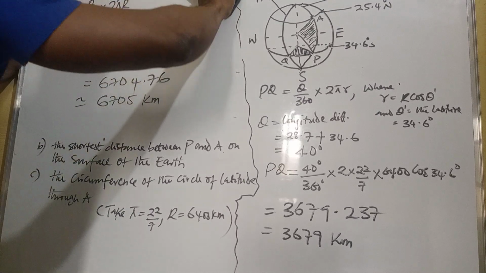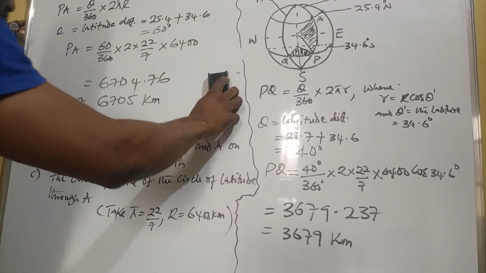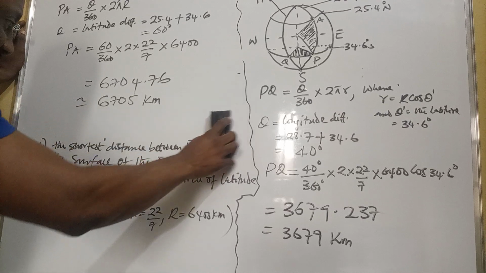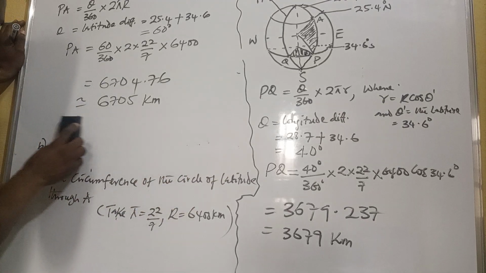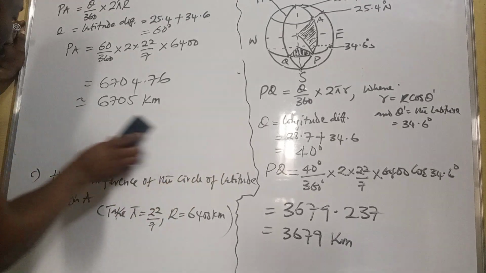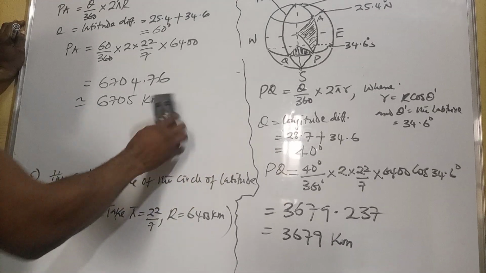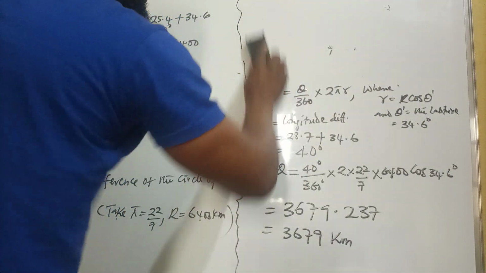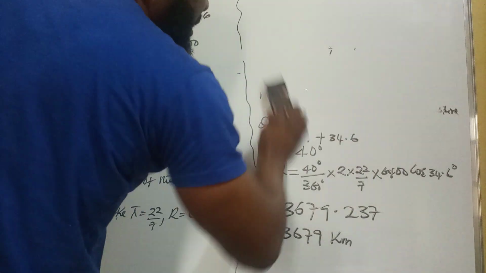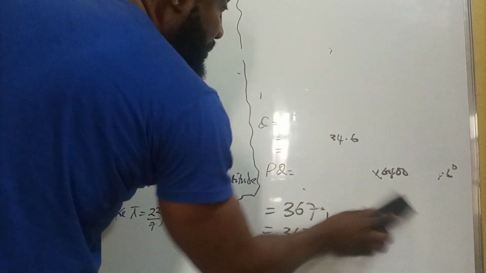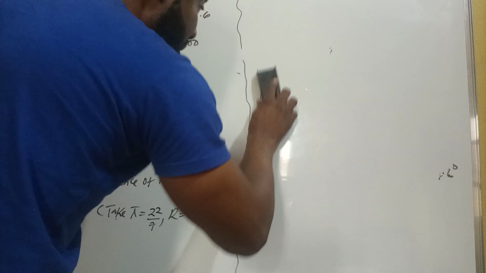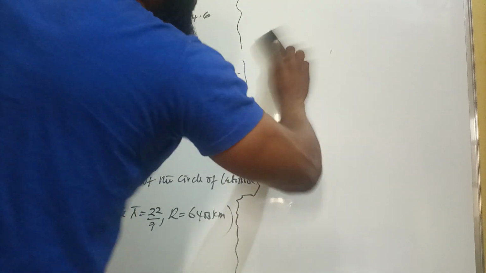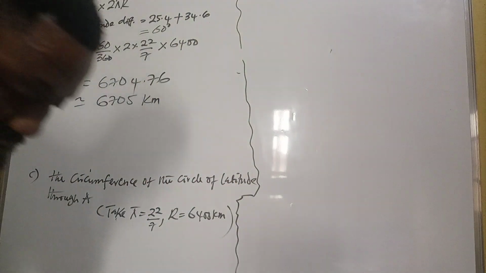The last question we have here now is we should find the circumference of the circle of latitude through A. The circumference of the circle of latitude through A. So please, I am going to clean this part of the board so that I can solve the last question here on this part of the board. This indeed is a very interesting one.